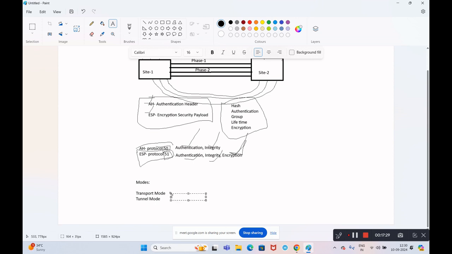What is transport mode, and what is tunnel mode? Transport mode is that whenever we are sending the traffic, it will just send whatever the original IP packet is, the original packet without any encryption. Okay, sorry, in the transport mode, whatever the IP packet that is coming, it is just sent to the other side. But in the tunnel mode it is not like that. In the tunnel mode, the IPsec packet is encrypted with the new IP header.